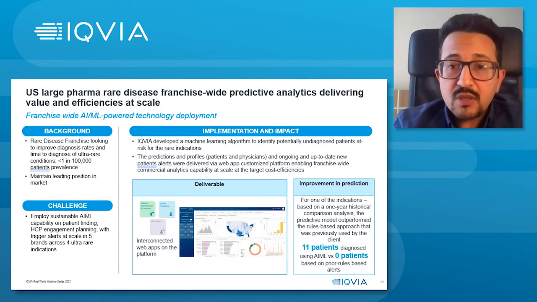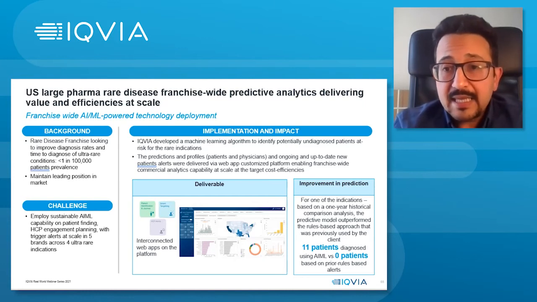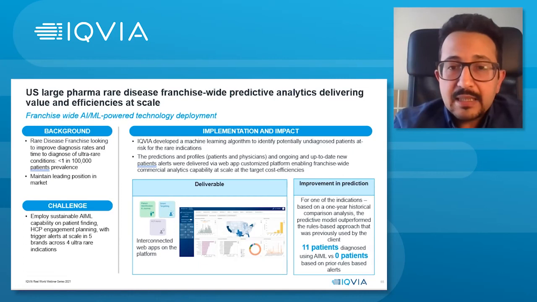Further, the AI/ML models led to an improvement in prediction, in which, as part of a historical comparison, patients predicted by the model were diagnosed with a condition as opposed to 0 by rules-based methodology. For an ultra-rare condition that is, this is a significant boost. Now I'll be asking my colleague, Andy, to provide a quick demo of the platform, following which I'll summarize the key takeaways.